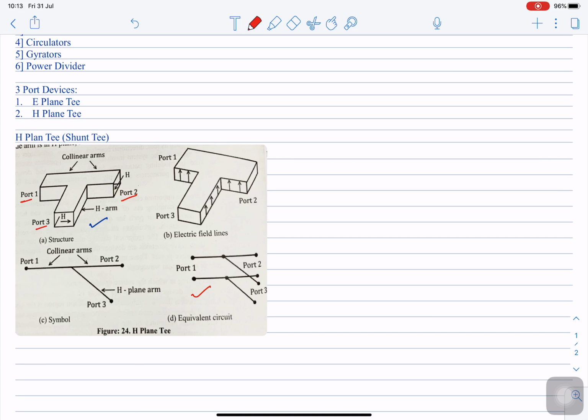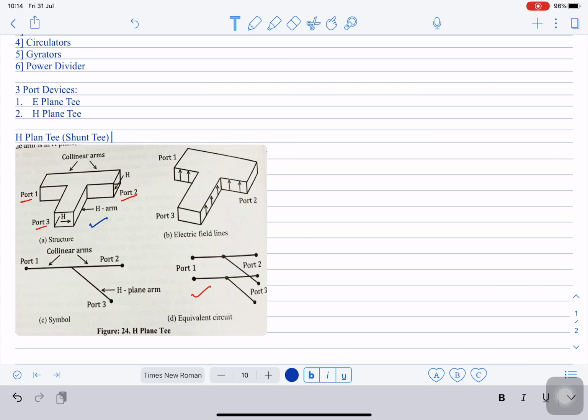So what is the important property of this junction? The important property of this particular junction is as follows. Port 3 is perfectly matched to the junction, and port 1 and port 2 are electrically symmetrical with respect to port number 3. Okay, so the important property over here, I will write it in brackets so that we can note it down.